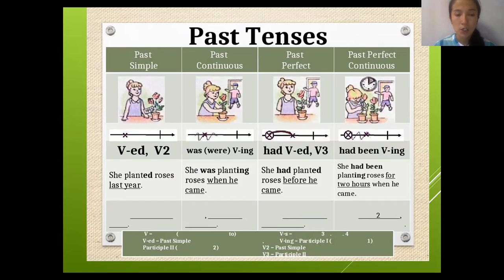Past simple: she planted roses last year. Past continuous: she was planting roses when he came. Past perfect: she had planted roses before he came. Past perfect continuous: she had been planting roses for 2 hours when he came.